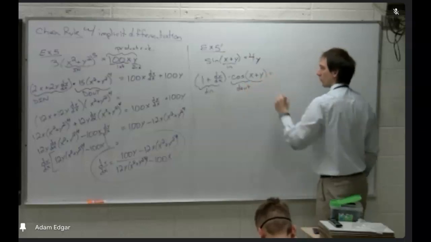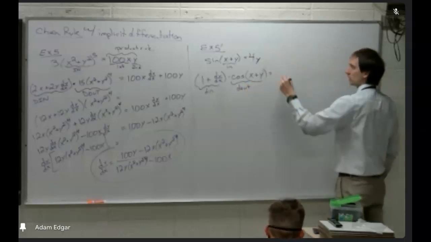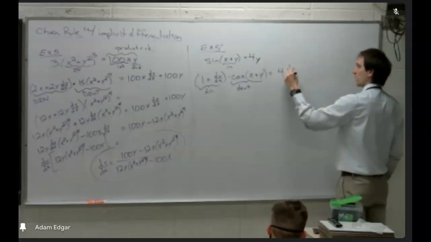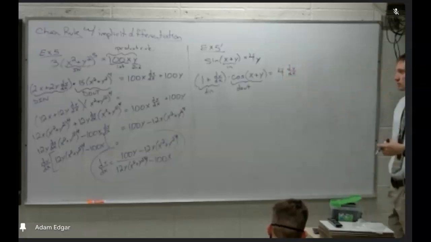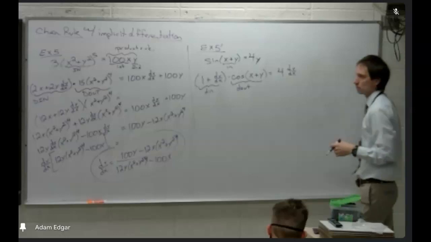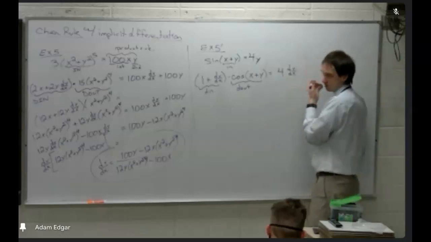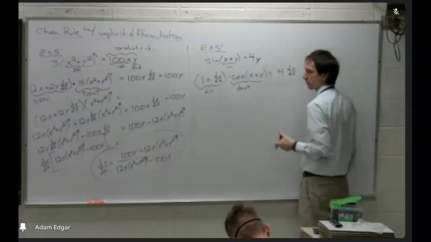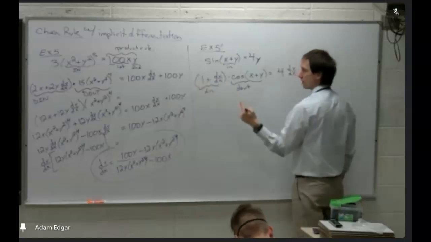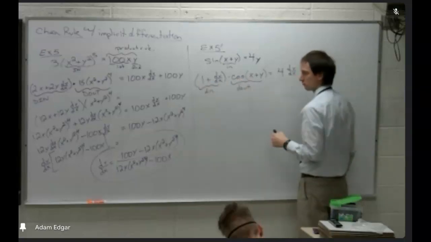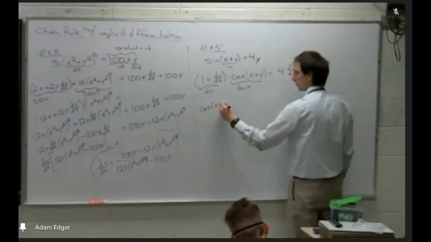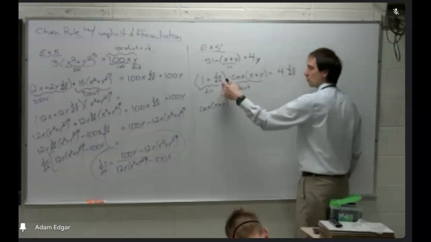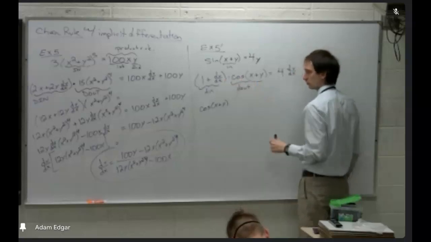And over here, what's the derivative of 4y? 4 dy/dx. Now, on the left side, what do we need to do? FOIL, or distribute. So when we distribute this out, we have 1 times the cosine function. What's that? The cosine function of x plus y. And then you have dy/dx times the cosine function. What's that going to be?